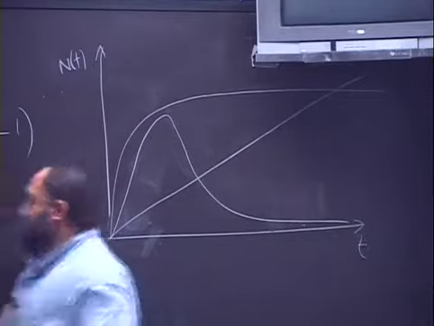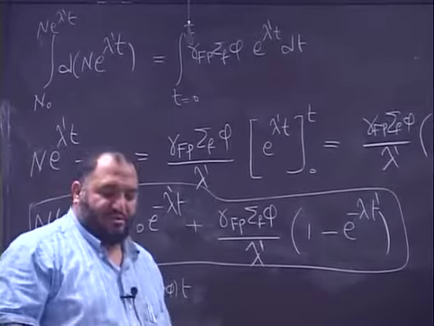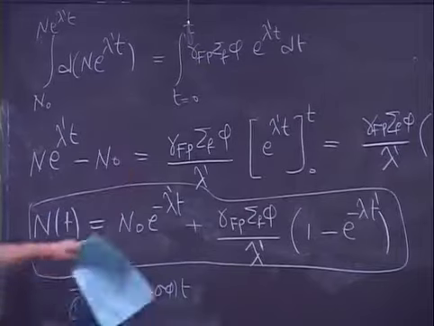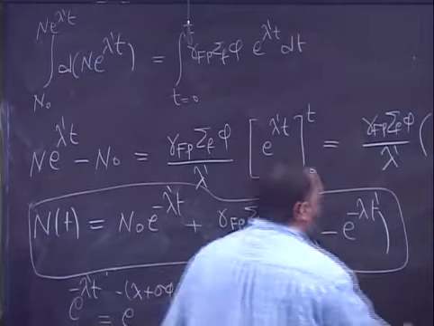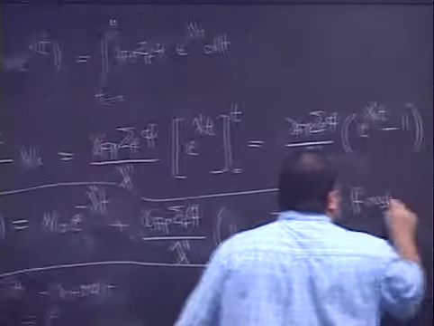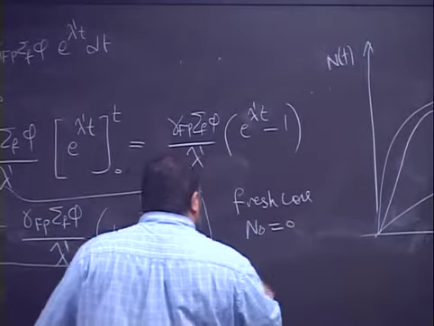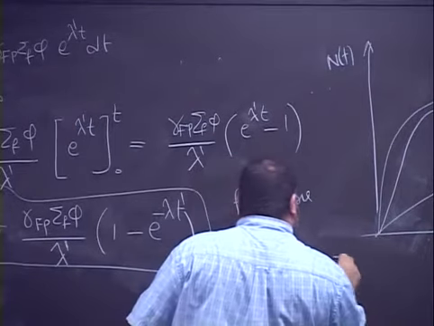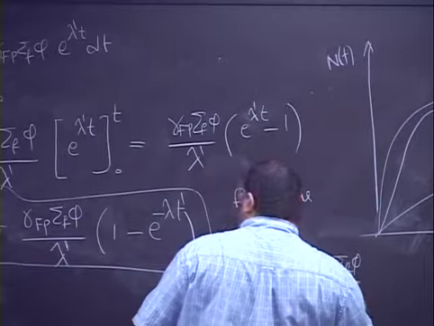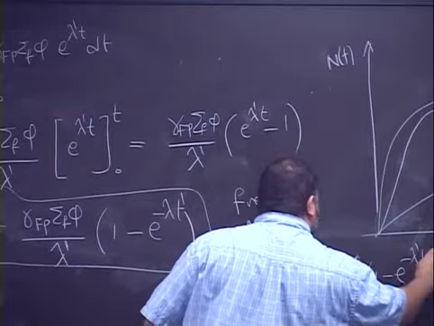If we start with a fresh core with no fission products, what's N naught? N naught is 0. For a fresh core, N naught equals 0, and N of t equals gamma fp multiplied by sigma fission phi divided by lambda prime, times 1 minus e to the power of minus lambda prime t.